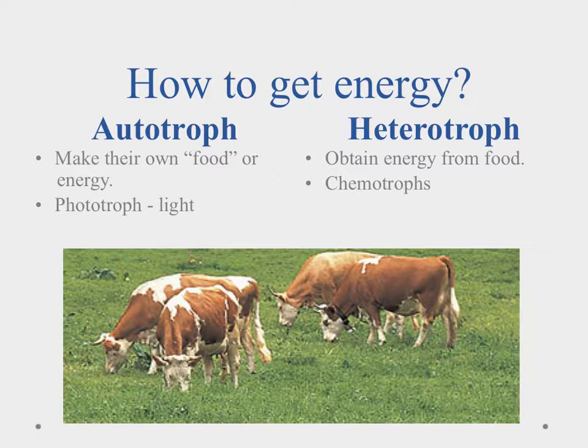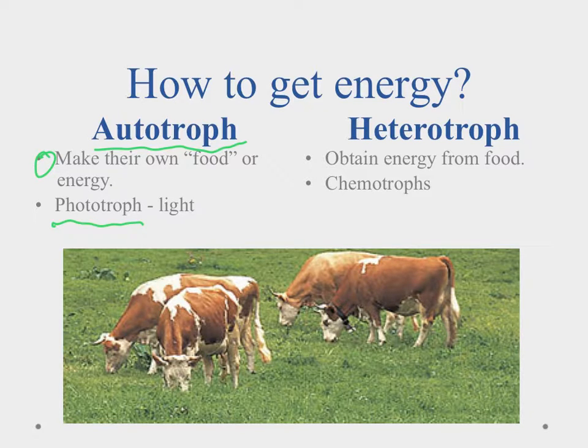So one of the big questions for living things is how do you get your energy to live? Well, we have two basic ways that we can do this. The first is you can be an autotroph. And an autotroph is called that because it's able to make its own food or get its own energy. And a lot of these are going to be phototrophs, which means they use light to get this energy and convert it.